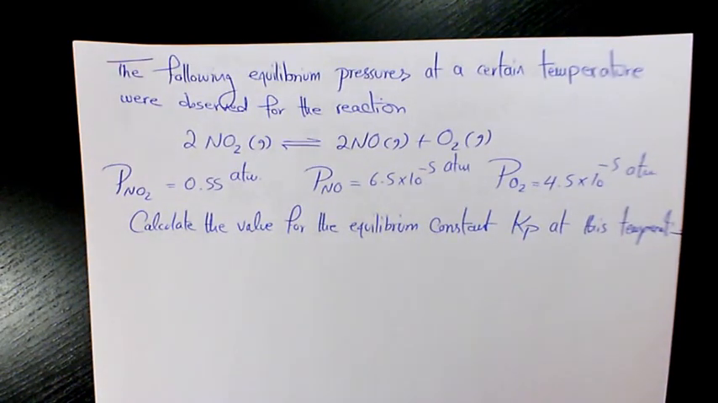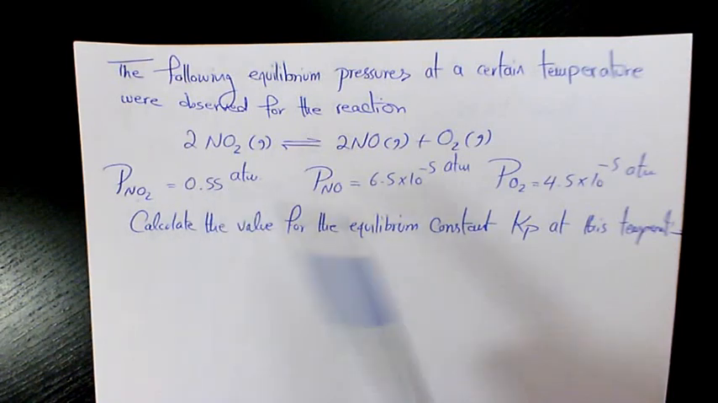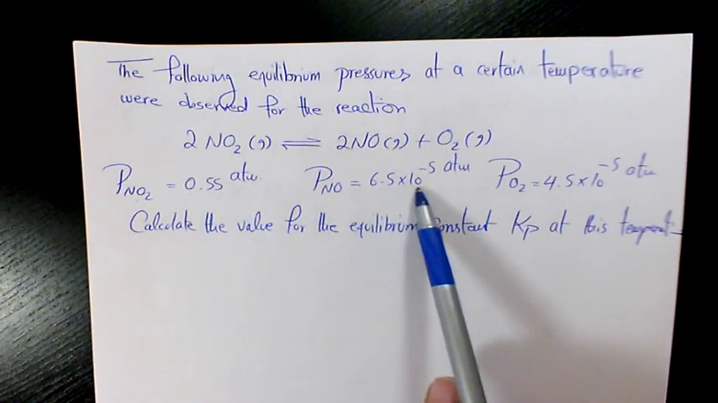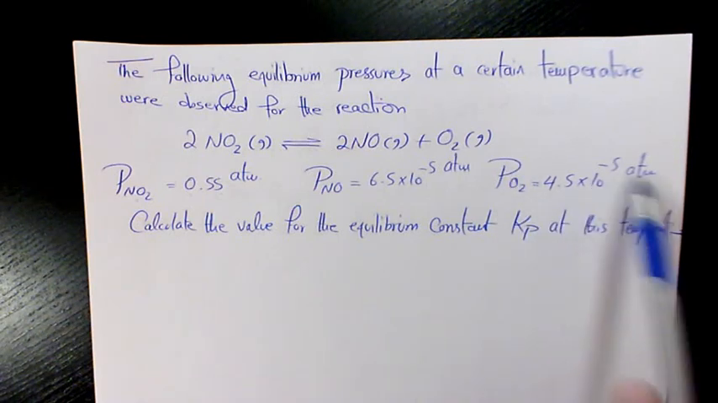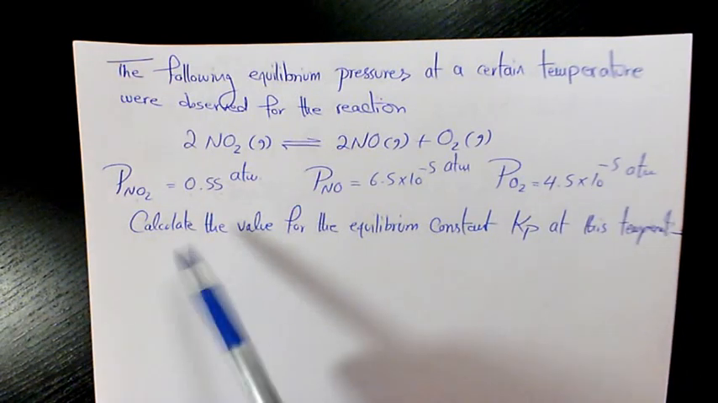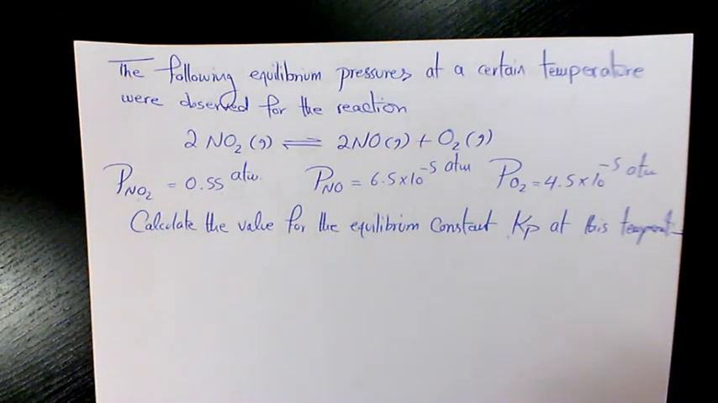The following equilibrium pressures at a certain temperature were observed for the reaction 2NO2 gives 2NO plus O2. The pressure of NO2 is 0.55, pressure of NO is 6.5 times 10 to the power of negative 5 atm, and pressure of oxygen is 4.5 times 10 to the power of negative 5 atm. Calculate the value of the equilibrium constant Kp at this temperature.